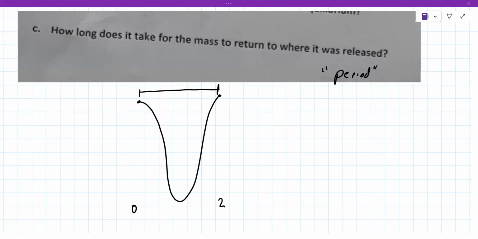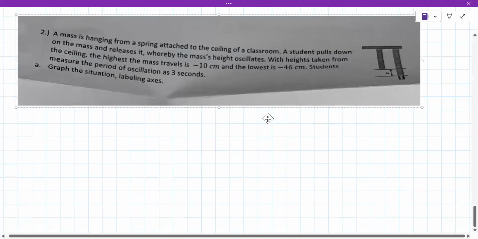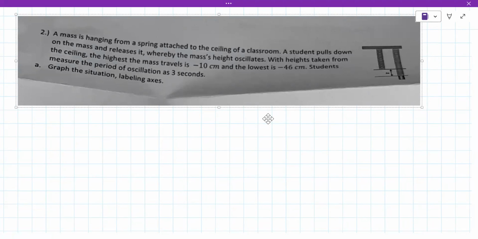Okay, let me grab number 2, although I think number 3 might be similar. All right, a mass is hanging from a spring attached to the ceiling of a classroom. A student pulls down on the mass and releases it. The mass's height oscillates, with its height taken from the ceiling. The highest the mass travels is -10 centimeters. The lowest is -46 centimeters. Students measure the period of oscillation as 3 seconds. Graph the situation, labeling axes.